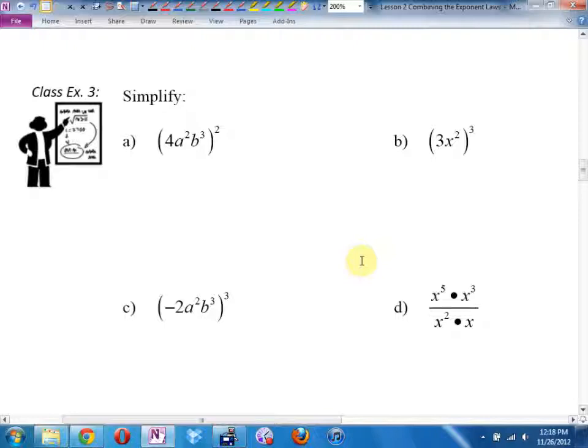3A. Is there a power to a power? Do it first. So this exponent is going to go on to everything. It's going to become a 4 squared, an A to the 4th, a B to the 6th. Can I stop there? Well, I think I can tidy the 4 squared up a little bit. What is 4 squared? I can write this as 16 A to the 4th, B to the 6th.